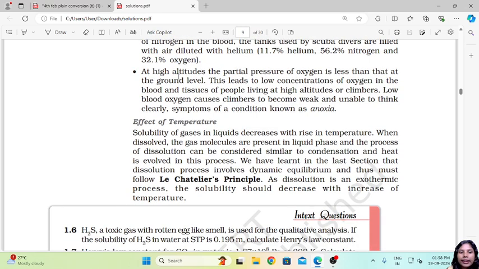Now lastly, at high altitudes, the partial pressure of oxygen is less than that at ground level. This leads to low concentration of oxygen in the blood and tissues of people living at higher altitudes or climbers. Low blood oxygen causes climbers to become weak and unable to think clearly, symptoms of a condition known as anoxia.